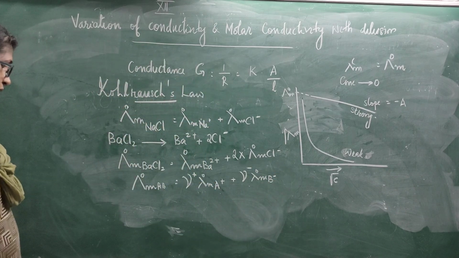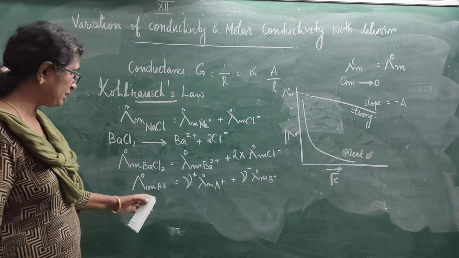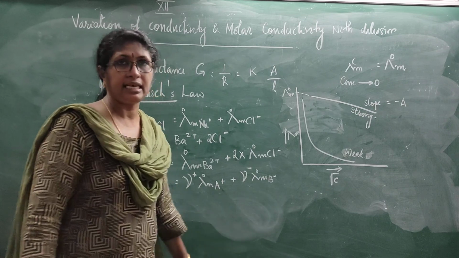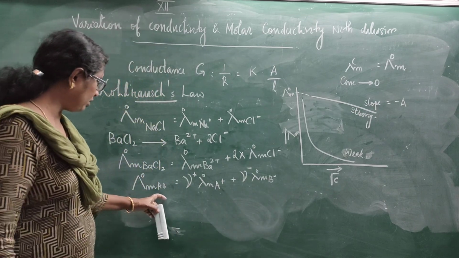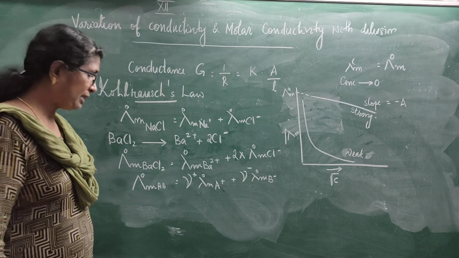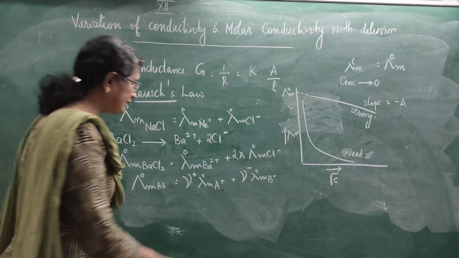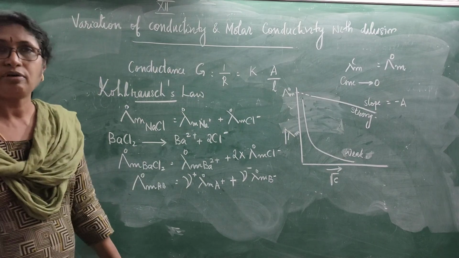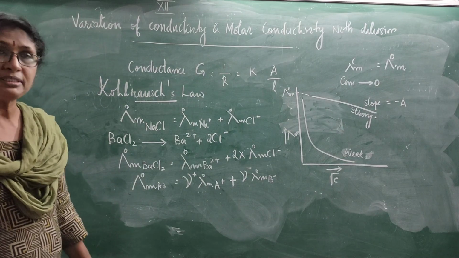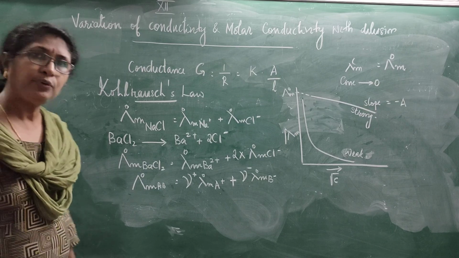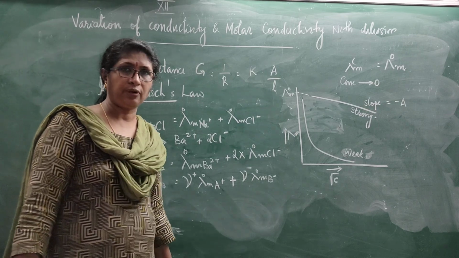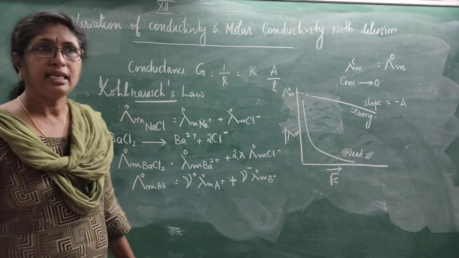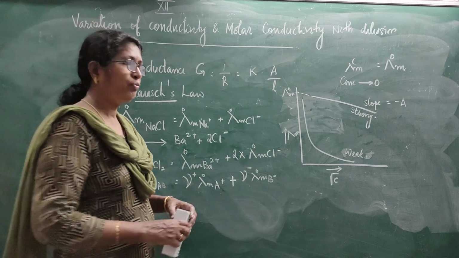We don't know how much A plus and B minus will be formed. Let nu plus be the number of cations and nu minus the number of anions. Lambda m naught of AB is equal to nu plus lambda m naught of A plus, plus nu minus lambda m naught of B minus. This is how we represent Kohlrausch's law. Now what are the uses or applications of this law? First one, as we said, we can use this to find out the limiting molar conductivities of weak electrolytes.